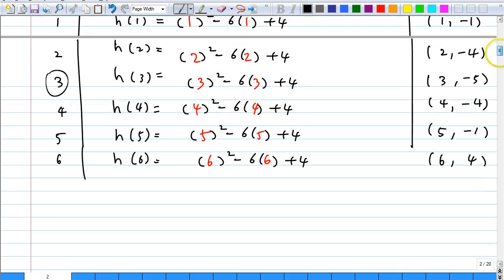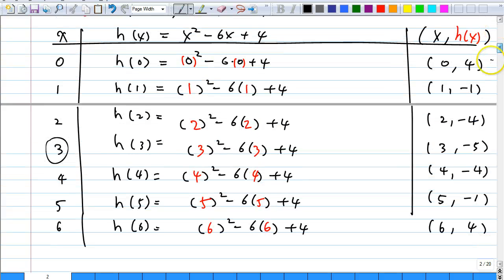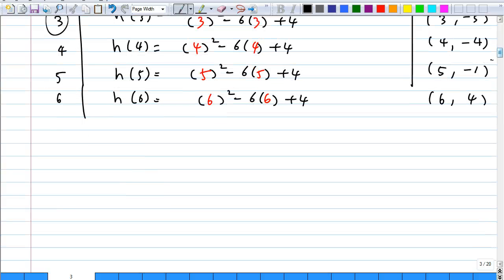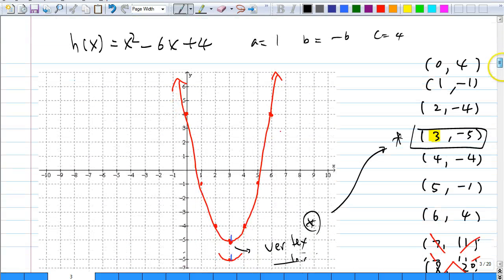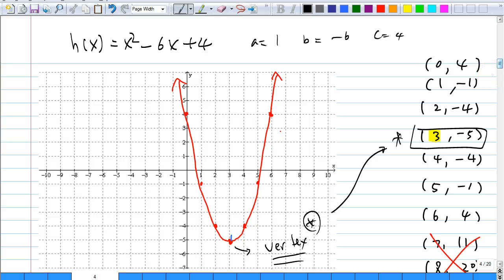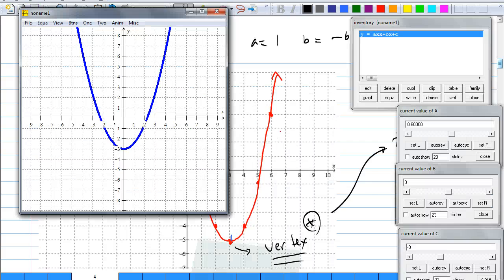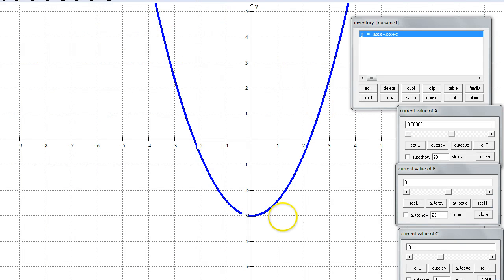Because you know how we started with 0, 1, 2, 3, 4, 5, 6, and we got these nice points? Do you think that's going to happen every time when you start with 0, 1, 2, 3, 4? Not really. Imagine I have a parabola that looked like this. That would not be good either, because if I were to plug in 0, 1, 2, 3, I would only get half of this parabola, because the other side of the parabola is on the negative side. You know what I mean?